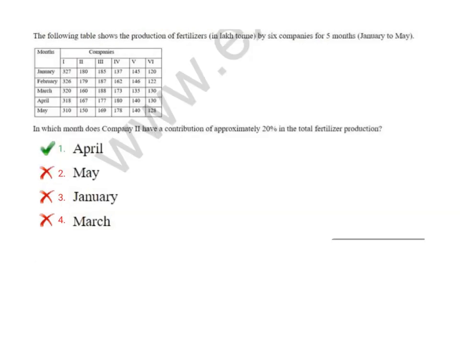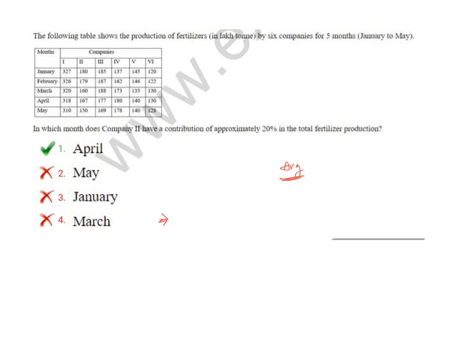Following table shows the production of fertilizers in lakh ton by 6 companies for 5 months, January to May. In which month does company 2 have a contribution of approximately 20% of the total fertilizer production? So 20% is 1/5 of the sum. So the sum over 5 months, divided by 5, you have to do it. So it is like an average. So first find the average production.